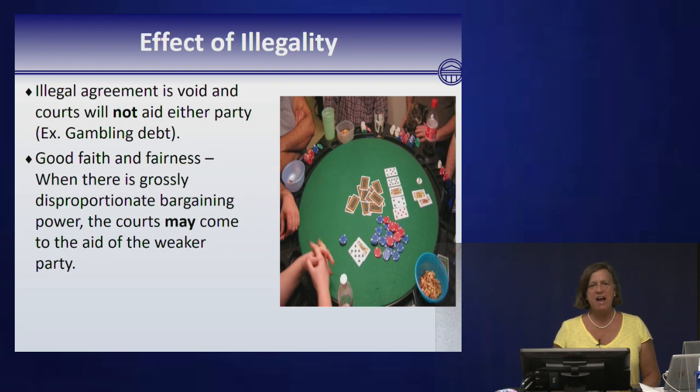The effect of illegality. Illegal agreements will not be enforced, and in fact, the courts do not come to the aid of either party pursuant to an illegal contract. In fact, they just leave the parties right where they are.